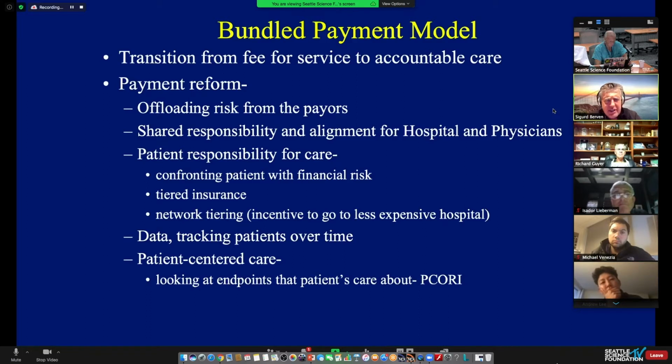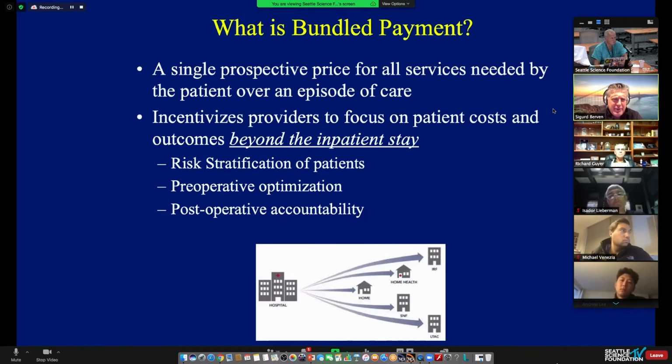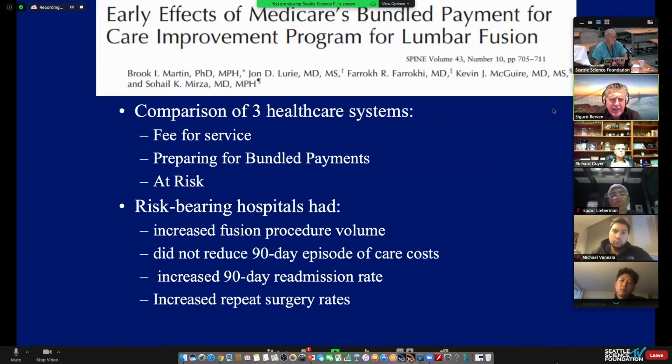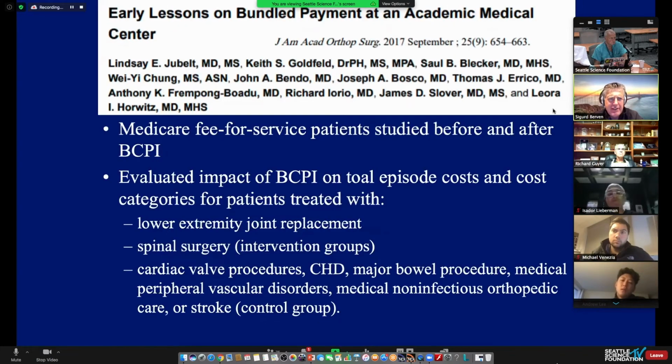Also, the patients suddenly are confronted with financial risk, and there are tiered insurances and networks that may drive patients towards cheaper options. And that's true both in bundled payments, which we'll hear more about, as well as in alternative care models. So one of our papers is this paper by Brooke Martin, looking at some of the early effects of Medicare's bundled payment. And I'm going to let that be presented by one of our fellows instead of going through this. But the summary right now in terms of bundled payments is that it's been very effective for some of the joint replacement procedures.